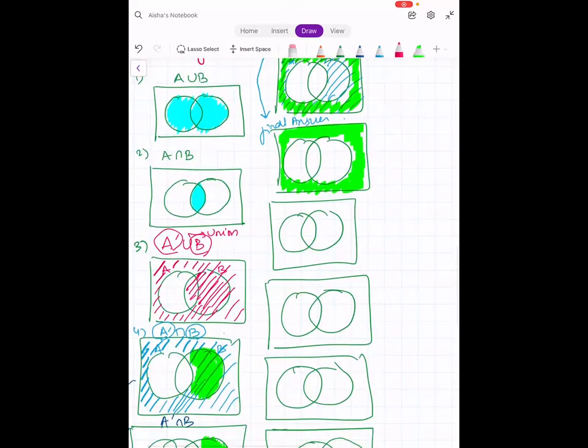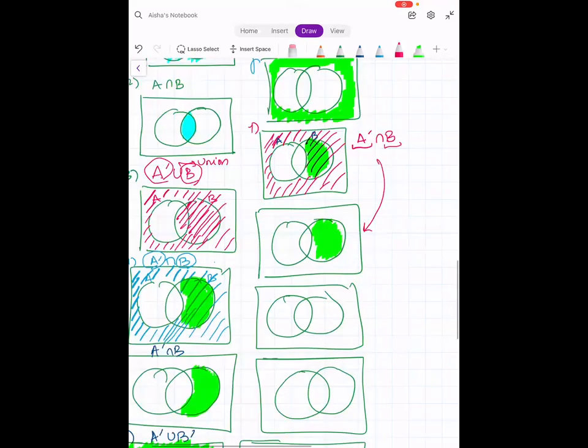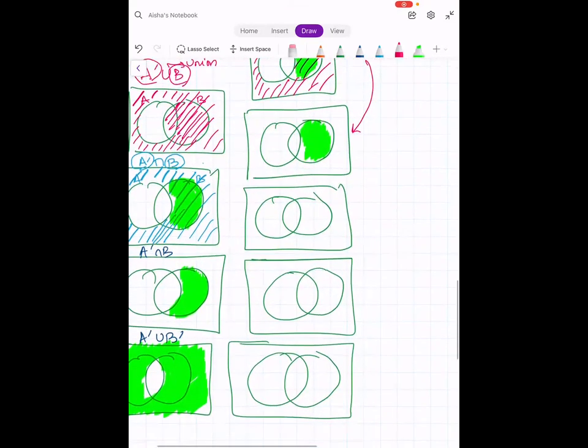Next is A complement intersection B. That means A complement is everything other than A. This is A and this is B. Everything other than A. Intersection B means from this shading I have to shade B only. So I have already done that before. That means only this region. Okay, now what others can we do? Yes, another few.